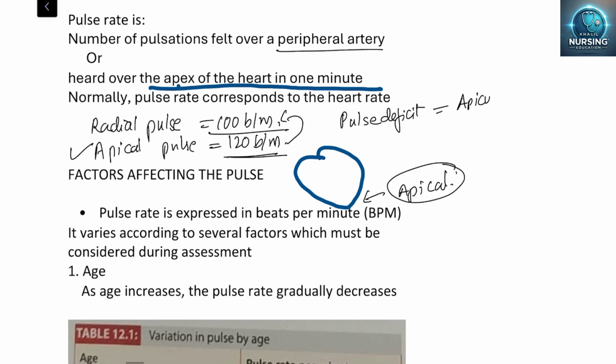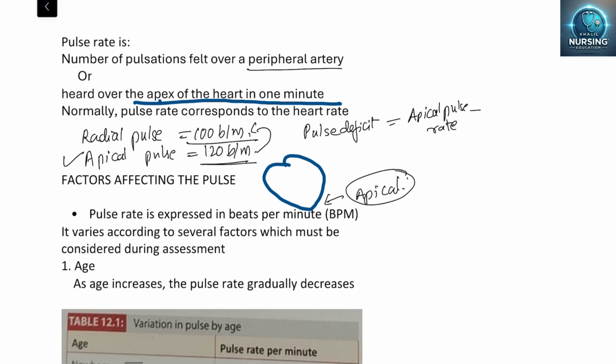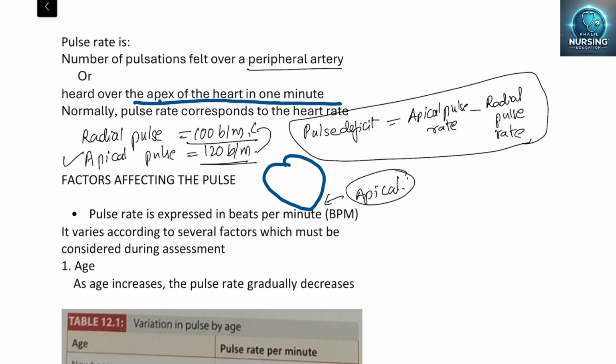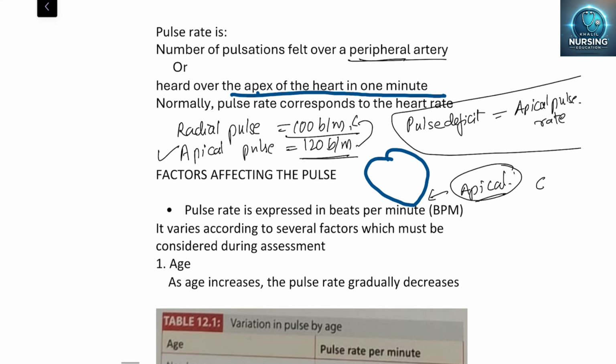Sir, what is the meaning of pulse deficit? Apical pulse rate minus radial pulse rate, that's it. This is nothing but the pulse deficit. The radial pulse is not in the center, it is in the periphery, away from the center. Apical is the center. Okay, I hope you understood this one.